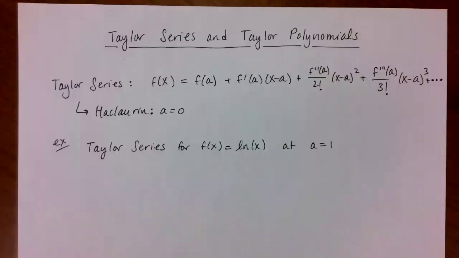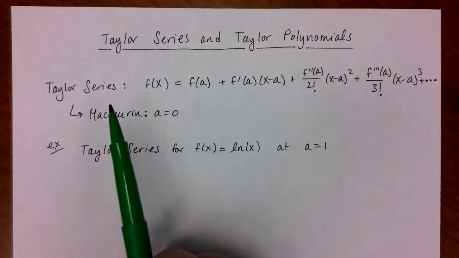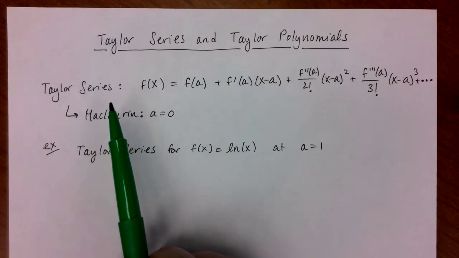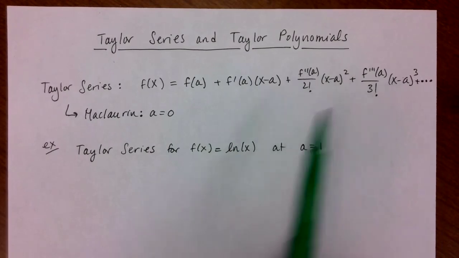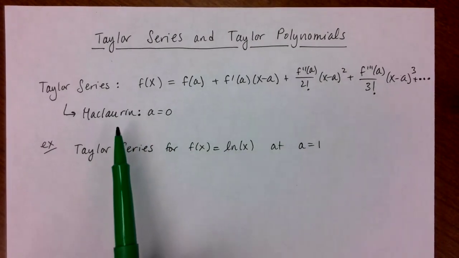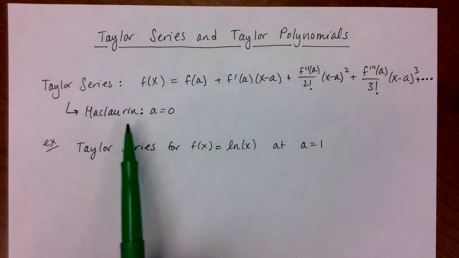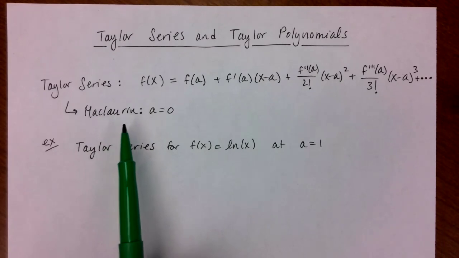Talk about Taylor series and Taylor polynomials. So you can see at the top of the page here, we have our standard formula for the Taylor series of a function f of x centered at a: f of a plus f prime of a times x minus a, etc. And then just a note here, in the second example in this video, we'll talk about Maclaurin series.